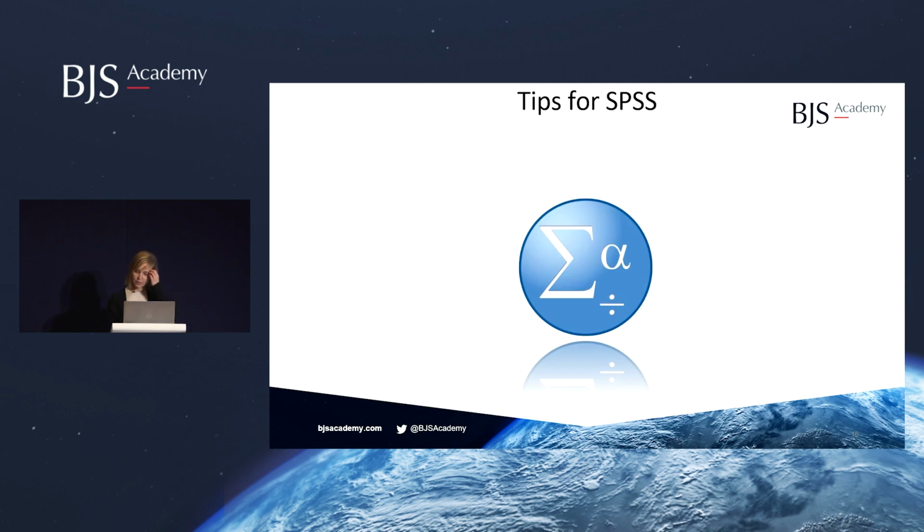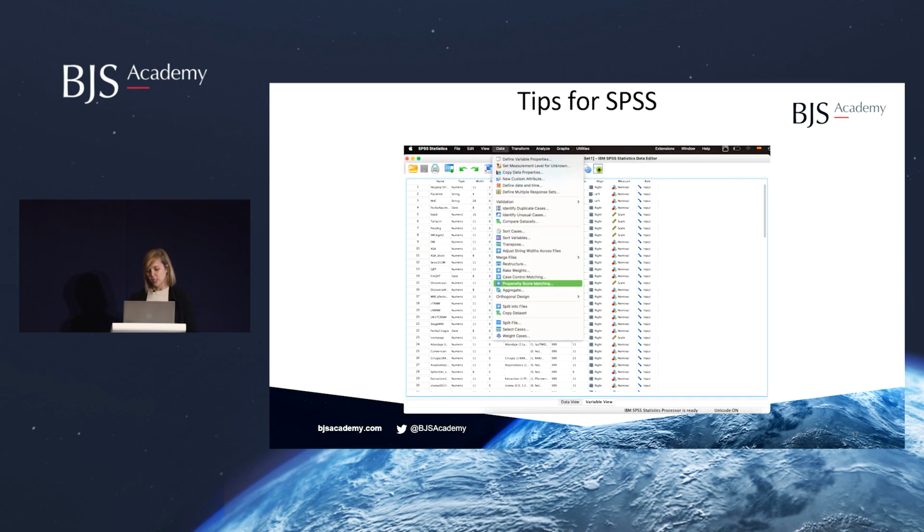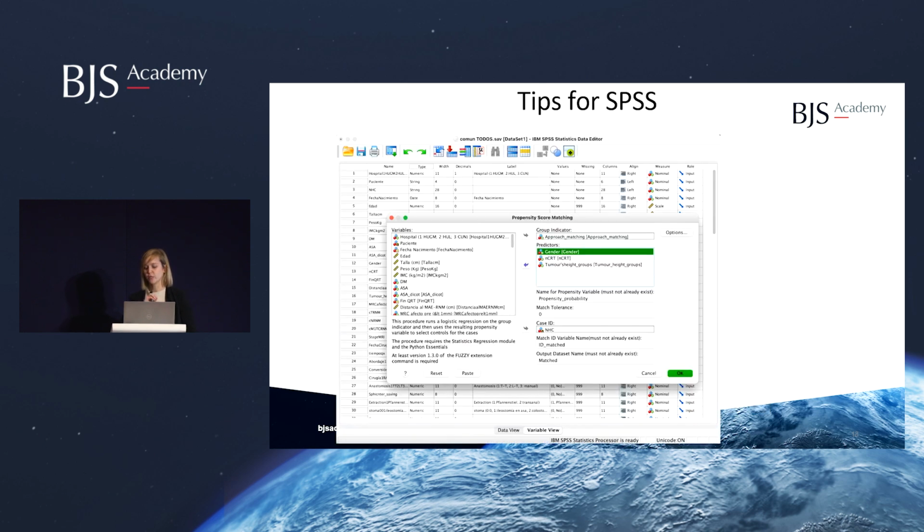And I just wanted to be a little bit practical now and show a few tips on how to do this on SPSS. This will be our database, and once you have everything completed, you can go to Data and then Propensity Score Matching. Here, we have to fill in all our details, and here we will be including all the characteristics of our propensity score analysis. So first we have our group indicator. In this case, for example, it would be the approach, TaTME or laparoscopic TME.